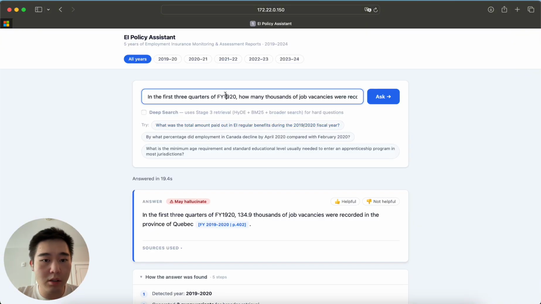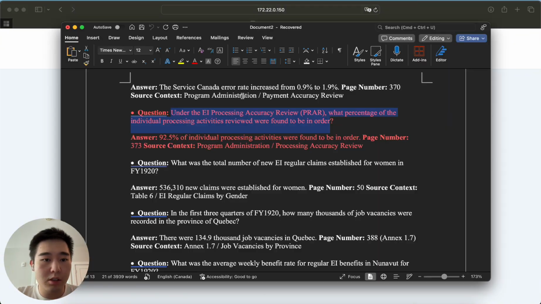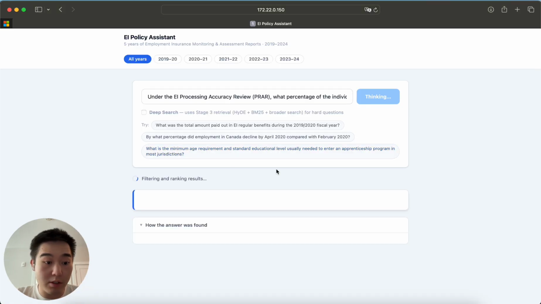And maybe let's try the wrong question here. See what we get. So we are actually looking for 92.9% of the individual processing activities were found to be in order, and the page number source should be from 373. This is like a test wrong question, and we're still looking for a way to further improve those questions and see if we can get a better answer.